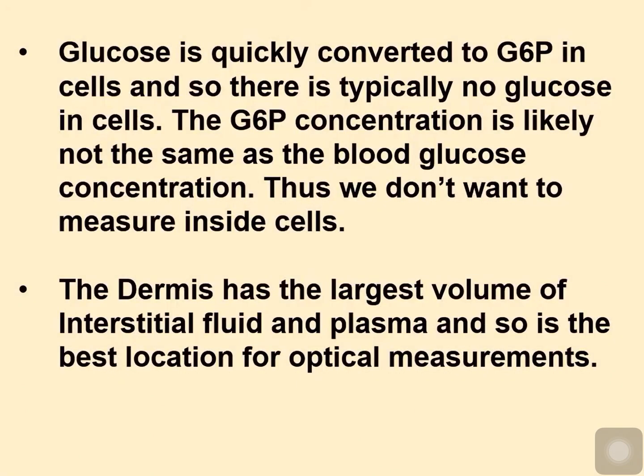So some notes from this is just a reminder, glucose is quickly converted to glucose 6-phosphate. So the concentration of glucose 6-phosphate inside the cell is almost certainly not the same as glucose outside the cell. And so we don't really want to measure glucose 6-phosphate inside the cell. Another note is the dermis has the largest volume of interstitial fluid, which has glucose, and plasma, which also has glucose. And so measurements for glucose are typically taken from the dermis.